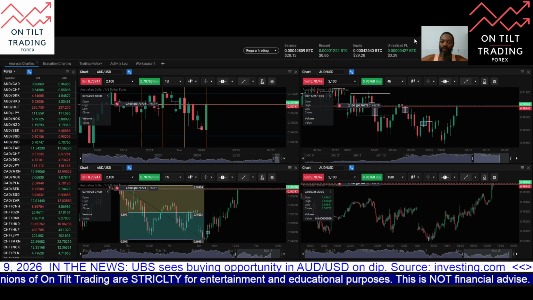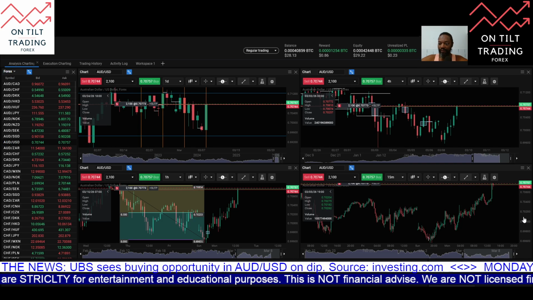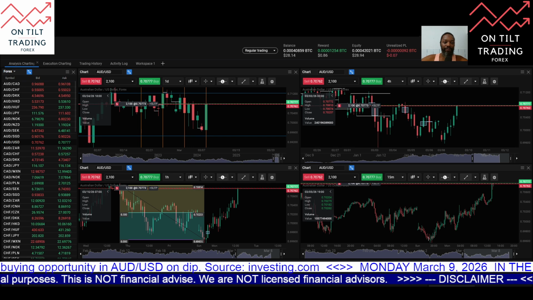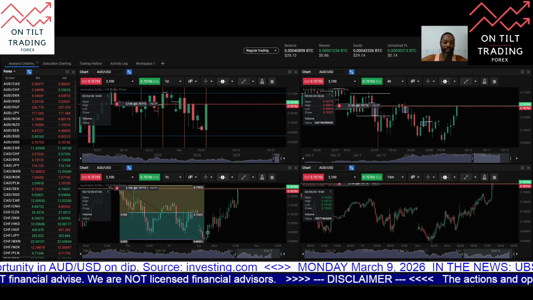Currently short in Aussie dollar. I'll walk you through what I have trading starting top down. Here on the daily chart, you can see these blue horizontal lines.